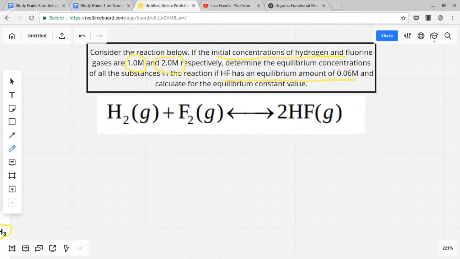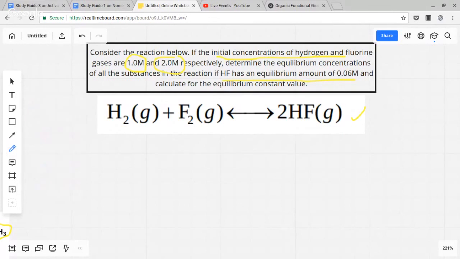So first, check if the equation is balanced. Okay, H2, F2, 2HF, 2 and 2. Equation is balanced, so that's okay. Second is, are the concentrations in molar? Yes, it's in big M, so obviously I don't need to make it in molarity this time. So I can just proceed to the next step, which is I'm going to make a table.